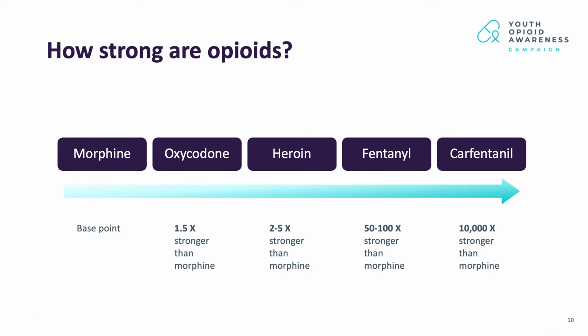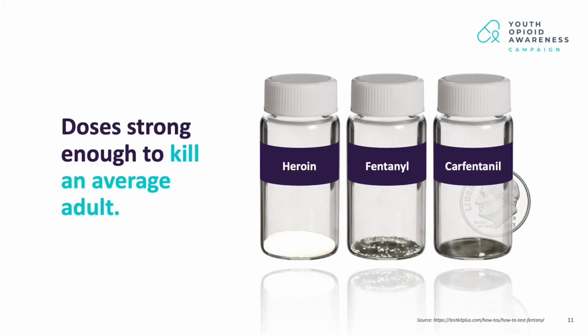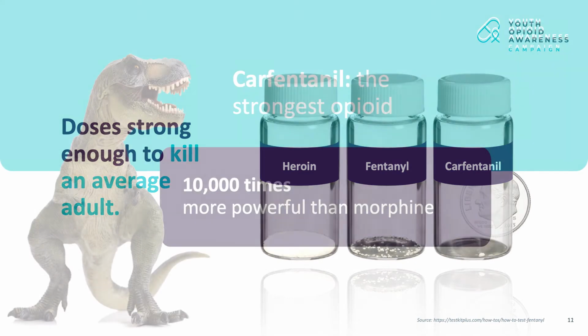How strong are opioids? Each opioid has a different potency as seen above. Morphine is the weakest opioid and is generally administered in hospitals to treat moderate to severe pain. Oxycodone is 1.5 times stronger than morphine. Heroin is 2 to 5 times stronger than morphine. Fentanyl is 50 to 100 times stronger than morphine, and carfentanil is 10,000 times stronger than morphine. This picture shows the amount of different drugs needed to kill an average adult. Imagine just how little would be able to kill a younger person.